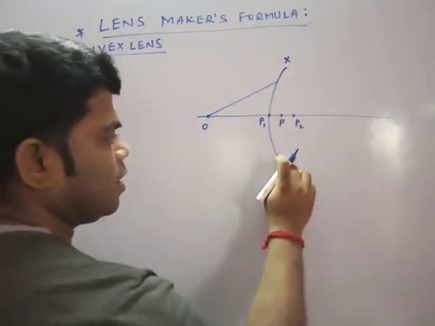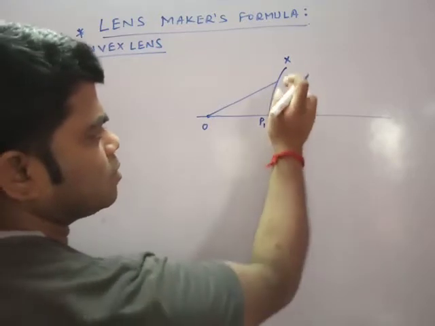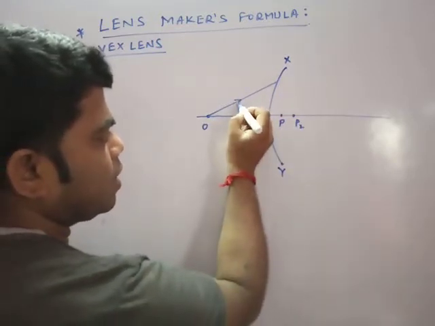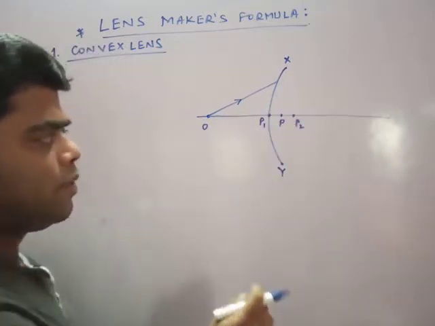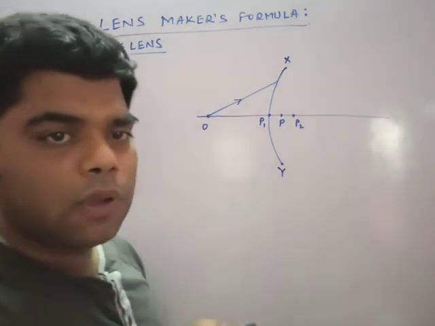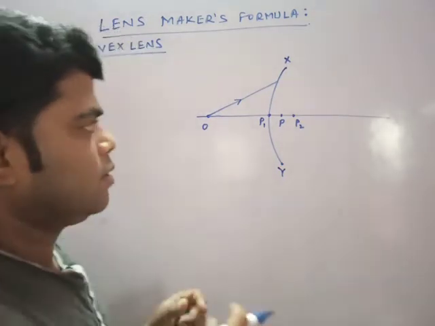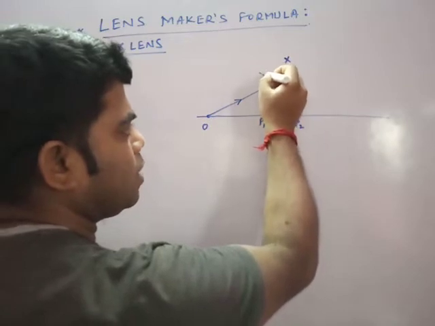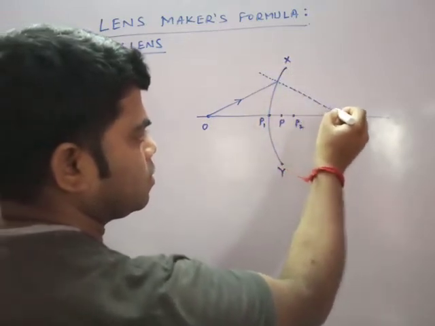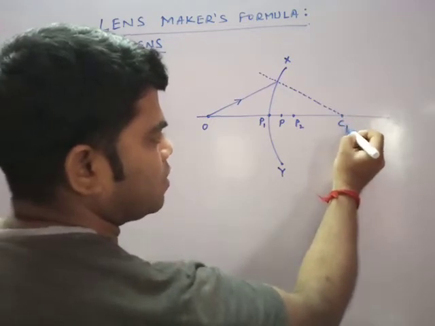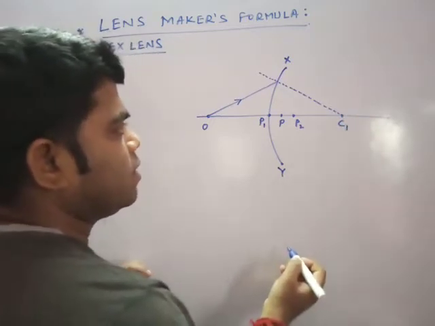If you take a ray coming here, this part is definitely denser, so the ray is coming from rarer to denser. So when the ray comes from rarer to denser, we will use the rarer to denser formula. First you take a normal line. You know the normal line will always pass through the center of curvature. Let me write here, it is C1.